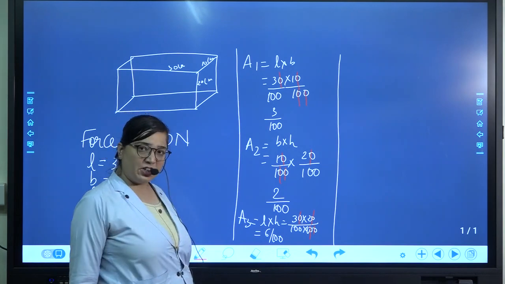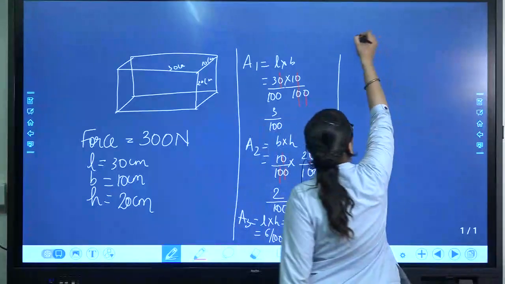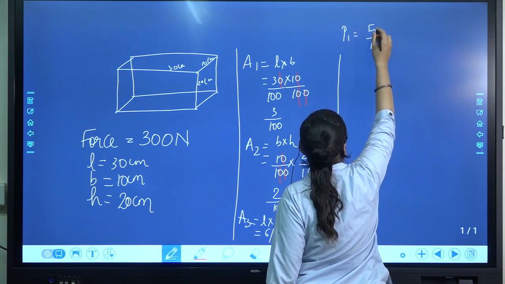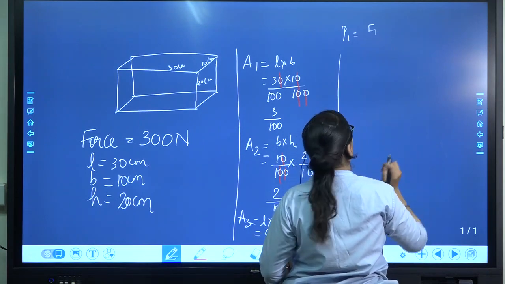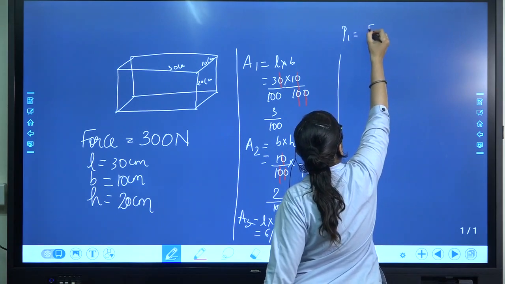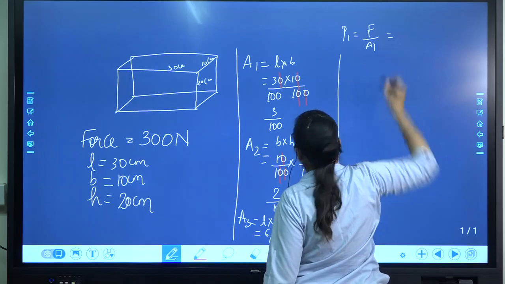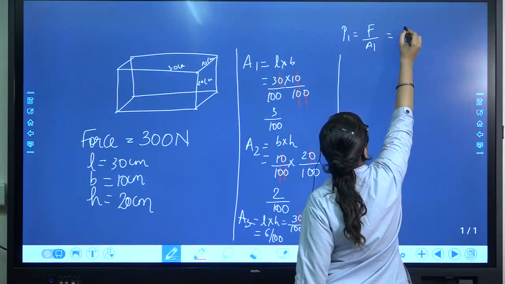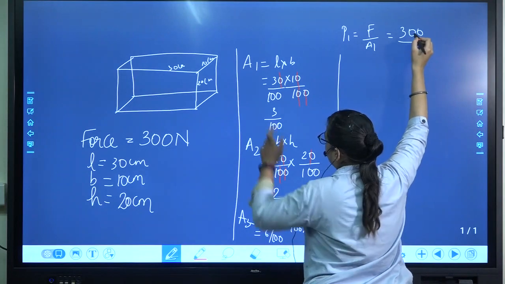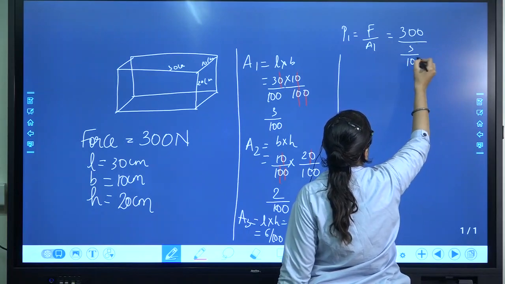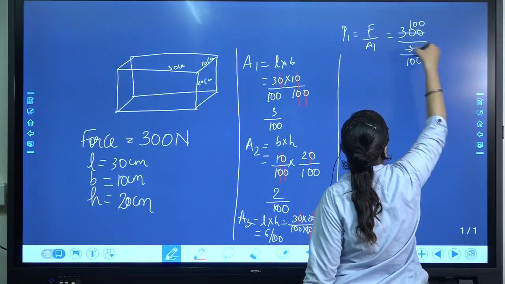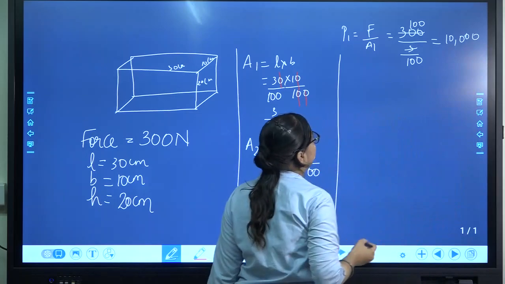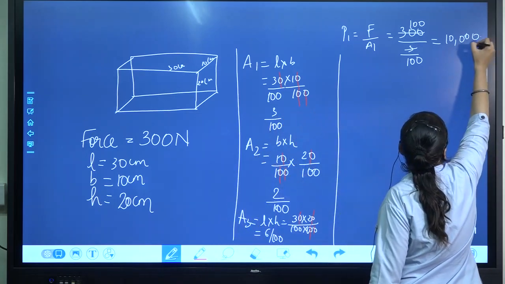Now, pressure on each and every part. P1 is F by A1. What is the force? 300. What is area? 3 by 100. 300s are, this 100 will go up. So having 100 into 100, which is 10,000 Newton per meter square.